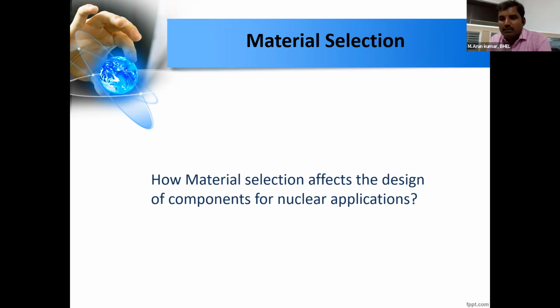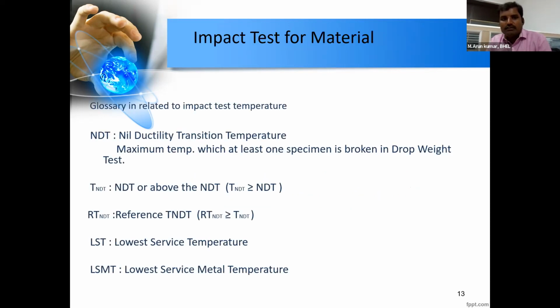Now I'll explain one of our real-time problems. If I get some solution, it will be very useful for our nuclear industry. For all our materials, before use, we have to establish the RTNDT. RTNDT means reference nil ductility transition temperature. There is a standard, ASTM E208, in which we can establish this nil ductility transition temperature through the drop weight test.